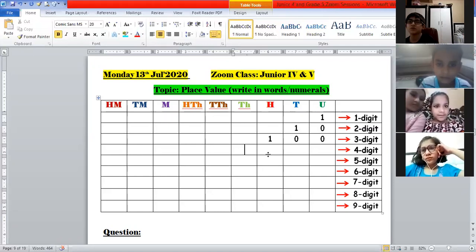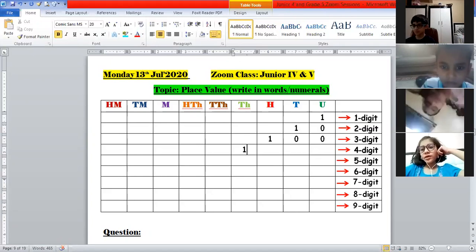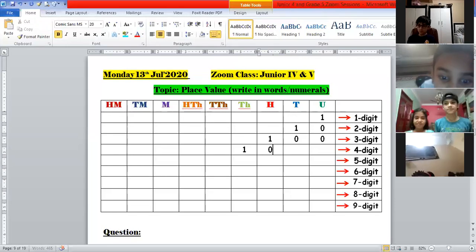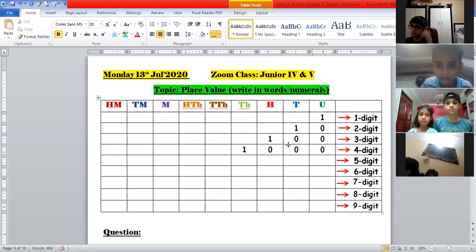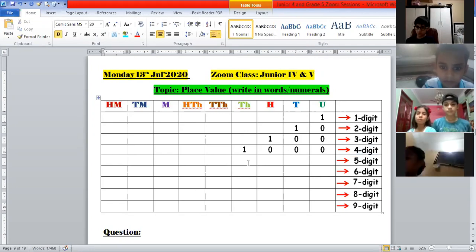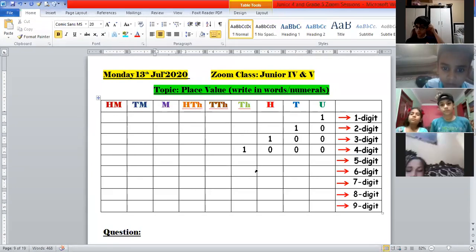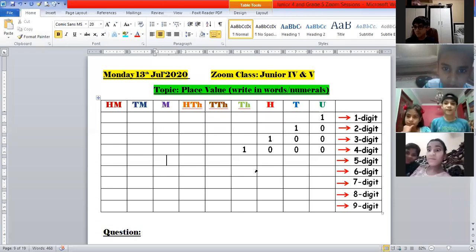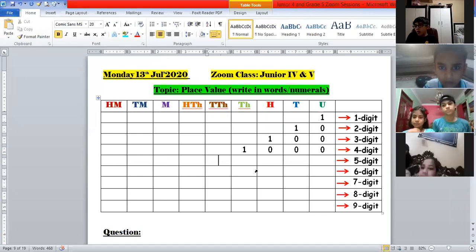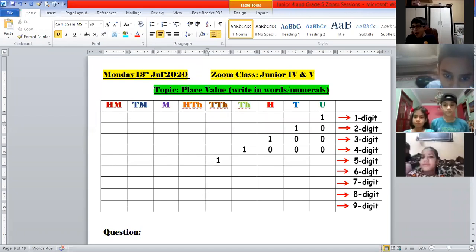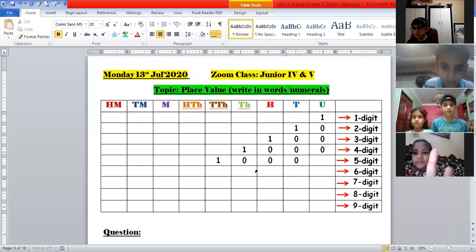So how many digits do we have in tens numbers? 2. How many digits do we have in hundred numbers? Three digits, yes. So how many digits do we have for 10,000 numbers? If we have any 10,000 number, how many digits do we have? We have 5 digits. So you all need to learn this thing.